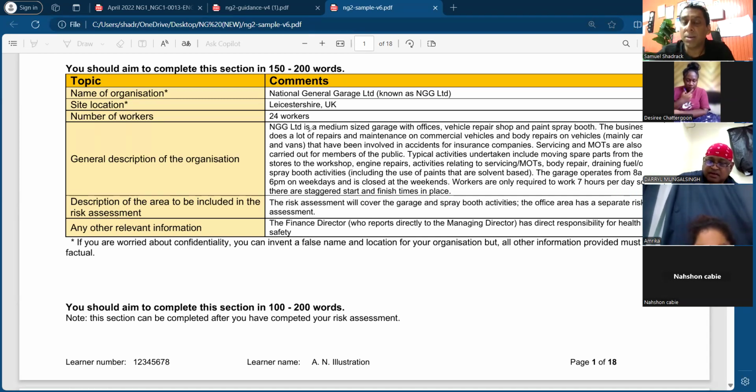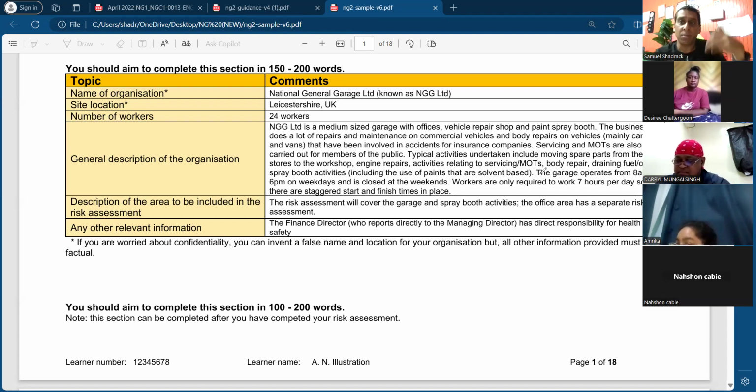Yeah, the same format. Now there's a format here, but if we go into the format, it will keep me back a bit, right? But if you follow it, like where the full stop starts and ends, you will still go correct, right? So let me try to teach it without teaching it, right? So this is NGG Limited, a medium-sized garage with offices, vehicle repair shops, and spray paint booths.